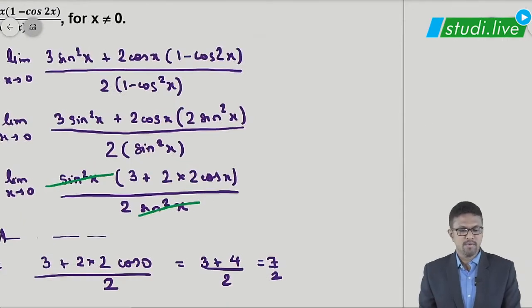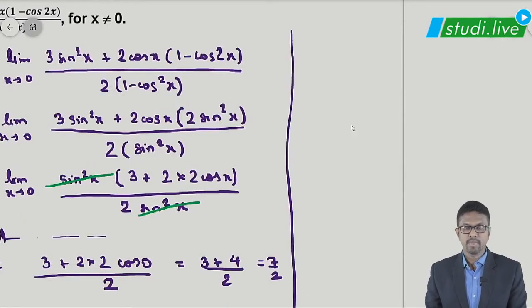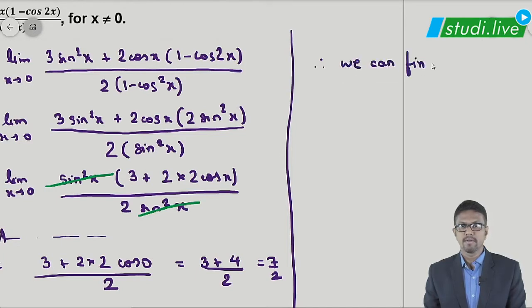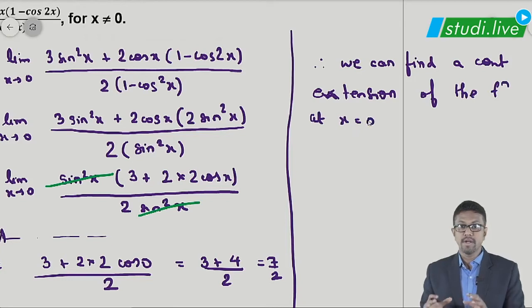So we can say therefore we can find a continuous extension of the function at x equal to 0. So we can find a continuous function, okay. We can find the continuous extension of the function at x equal to 0.